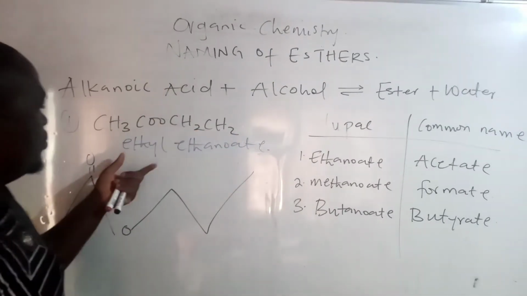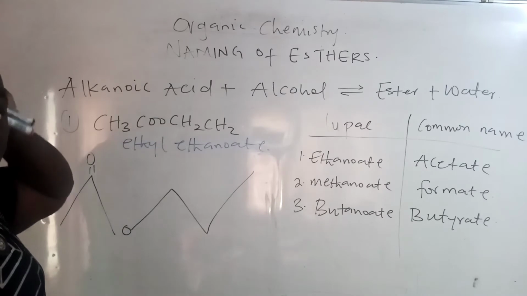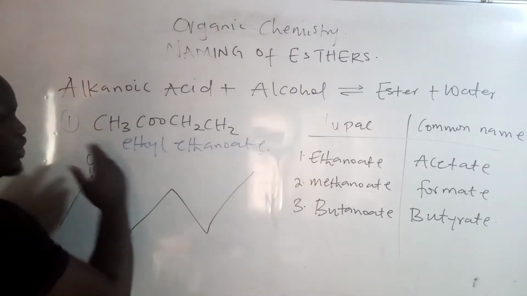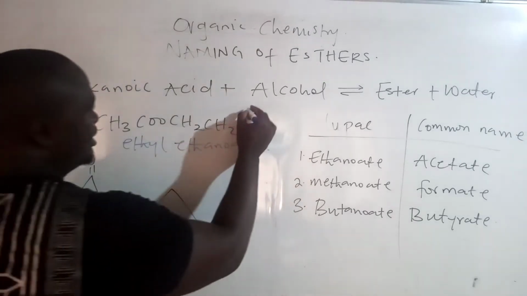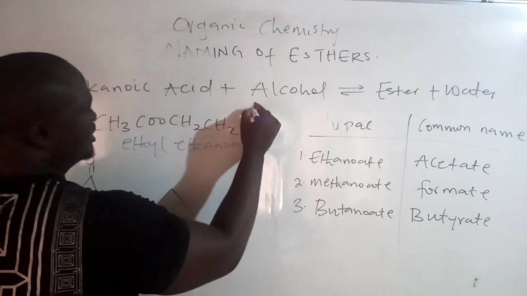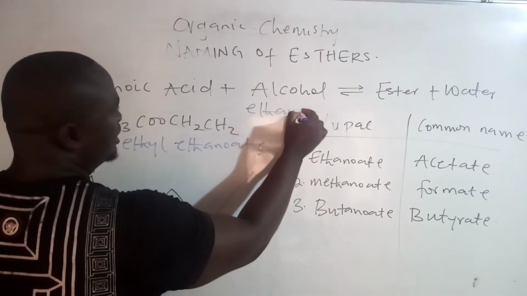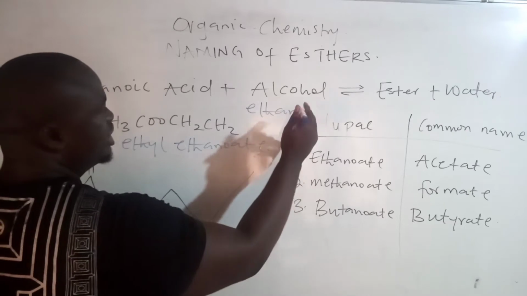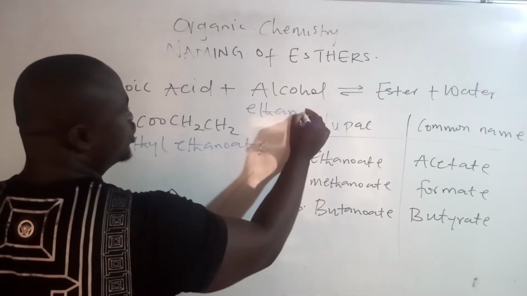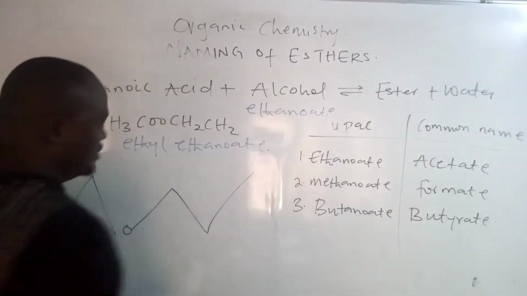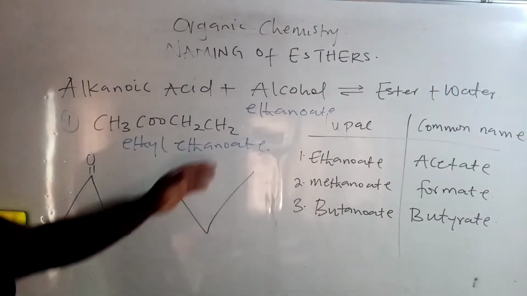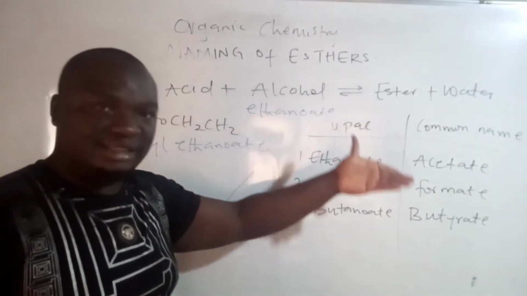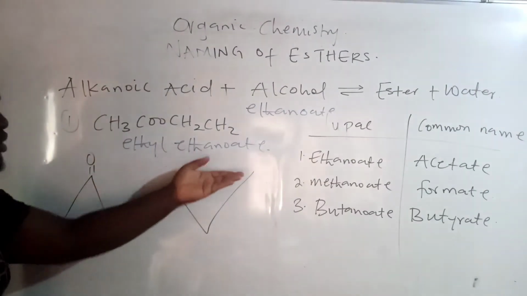The front one you name as an alkyl. Now, the back one you name as an alkane. Like this one now, we can say this is an ethane. Now you remove the E and replace it with what? OATE. Because this is an ester. And esters are called alkanoates. So this is how to name this compound.